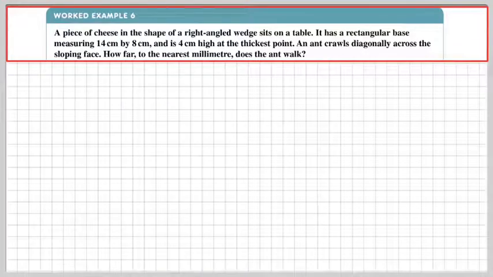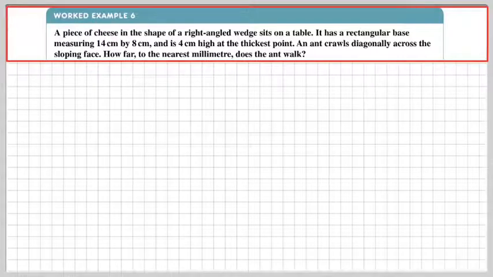Now this is our wedge question. So what we've got here is a piece of cheese in the shape of a right angle wedge. It's sitting on a table and it has a rectangular base. We definitely need a picture, guys. 14 by 8, and it's 4 centimetres high at its thickest point. Yes, I sort of get it. And an ant crawls diagonally across the sloping face. Goodness, we need a diagram.